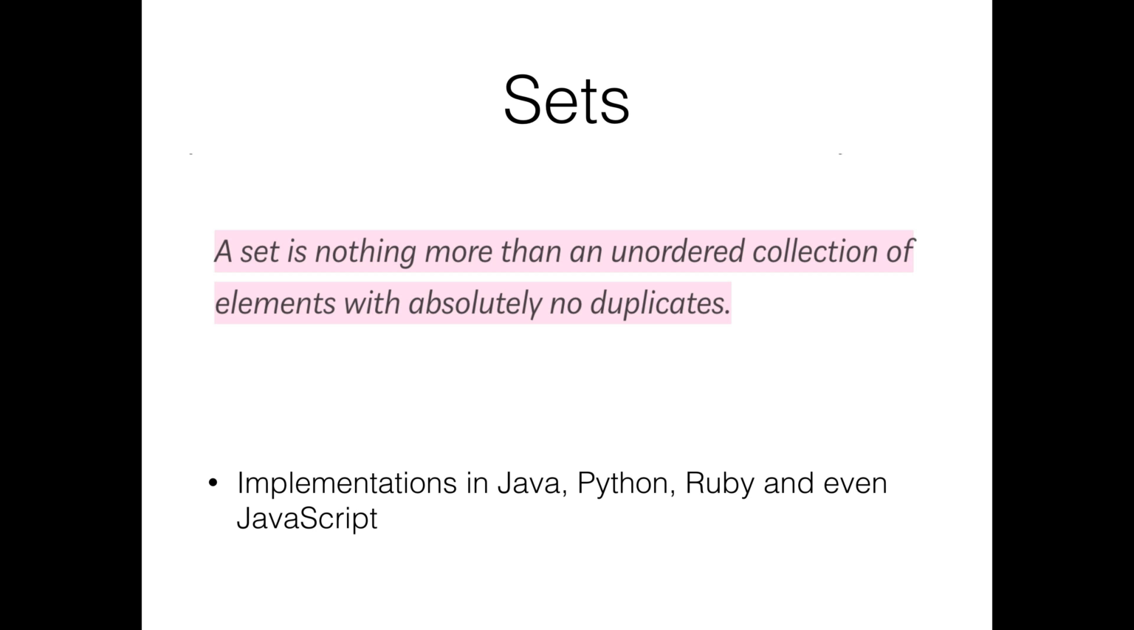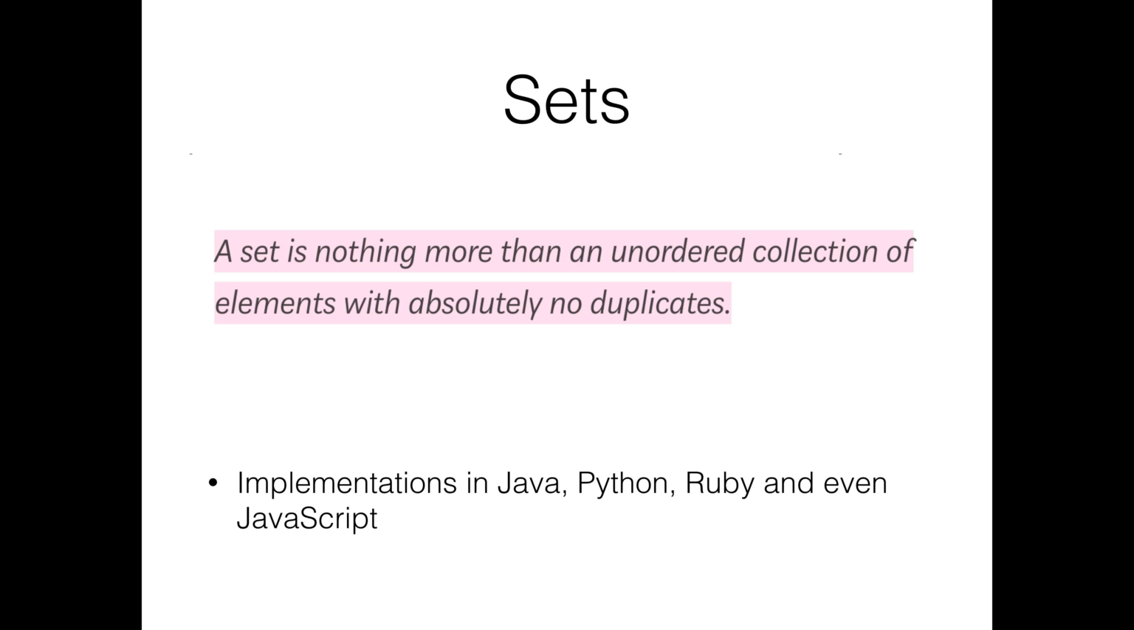So once we've covered hash tables, the next thing that I wanted to talk about was sets. A set is basically an unordered collection of elements, and the point of sets is that there are never any duplicates in the set, right? So the idea is that you have a collection of values or of objects, and they're guaranteed to be unique. If you try to add an object to the set that already exists, it's not going to add it to the set.